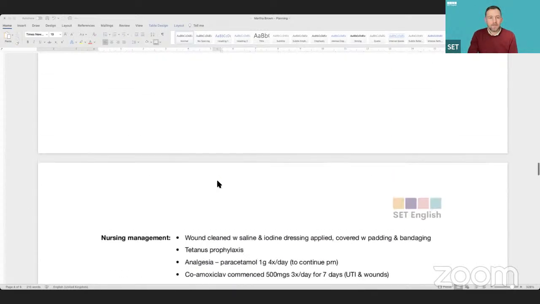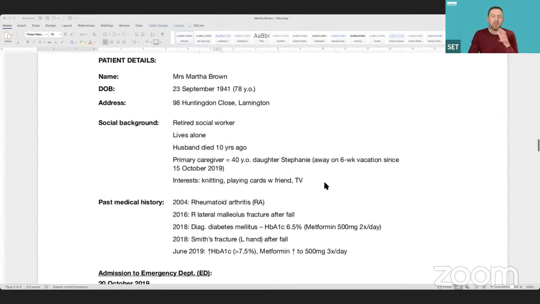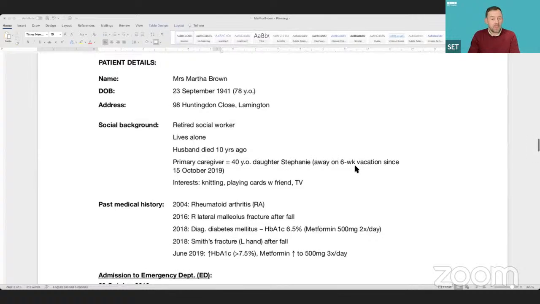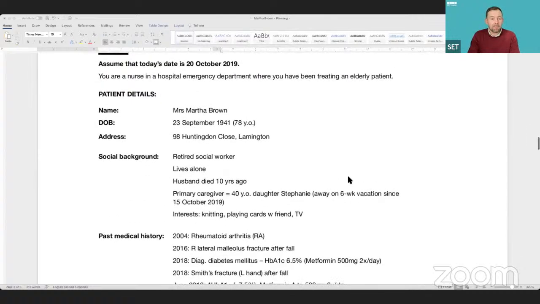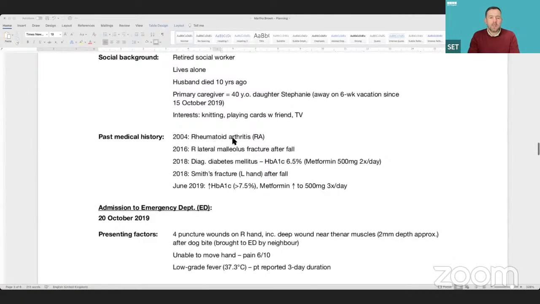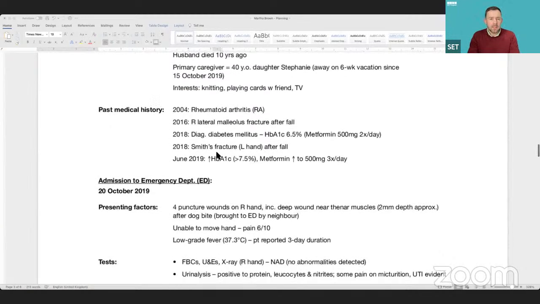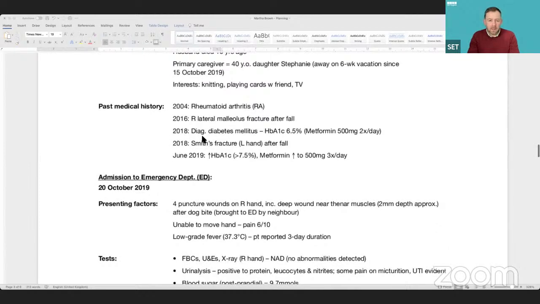Let's think about the rest of it. What else have I got? I'm writing to a community nurse. So if they don't know the patient, then I have to consider what information they need to know about the patient in the background. So lives alone, possibly. She's the primary caregiver. Oh, her primary caregiver is her daughter. But her daughter's away at the moment. Oh, that's useful for me to know. That's good. Rheumatoid arthritis. She had a broken ankle. What else happened? She's got diabetes.